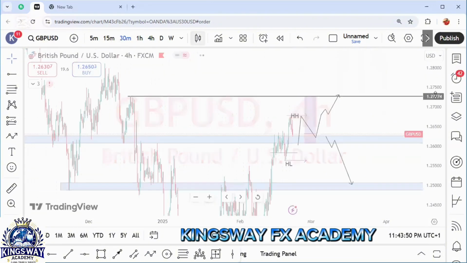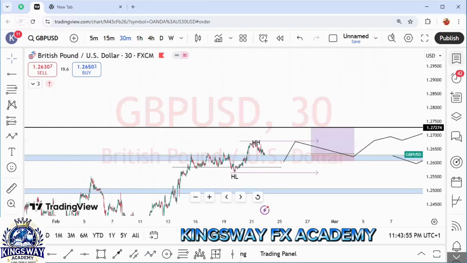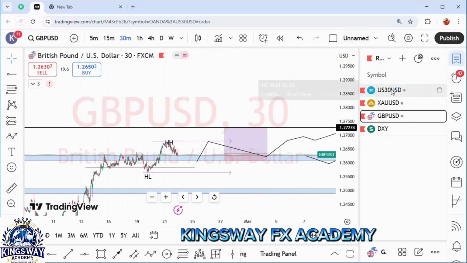I took 3 trades this week on the US30 and the gold, and all 3 of them gave me profits. So it was actually a good week for those who followed my analysis.